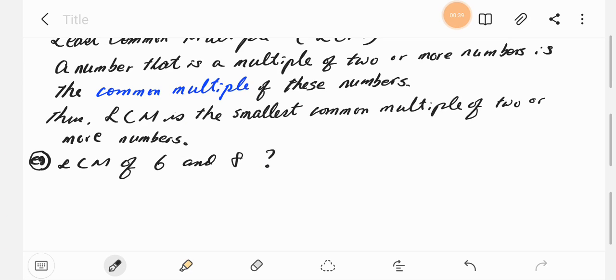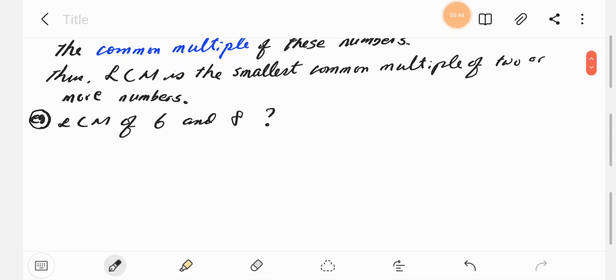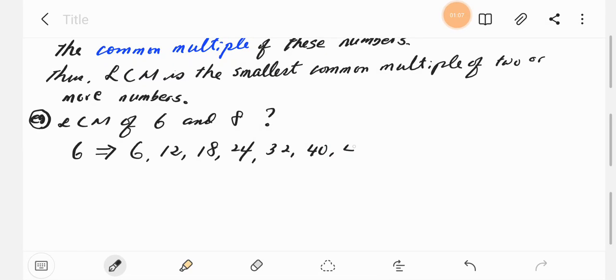So let's find the least common multiple of 6 and 8. What are the multiples of the number 6? 6 times 1 is 6, 6 times 2 is 12, 6 times 3 is 18, 6 times 4 is 24, and so on. The smallest is 6.